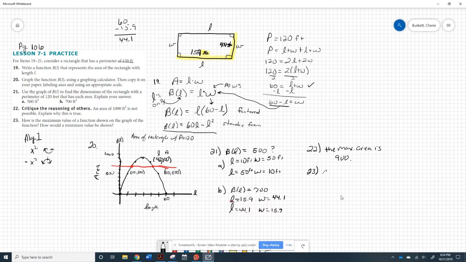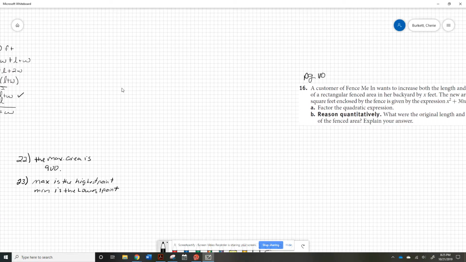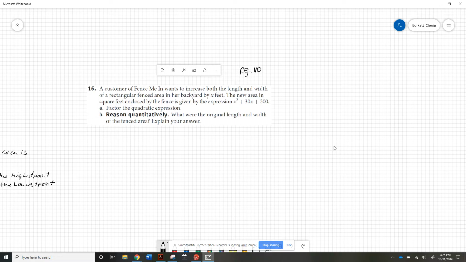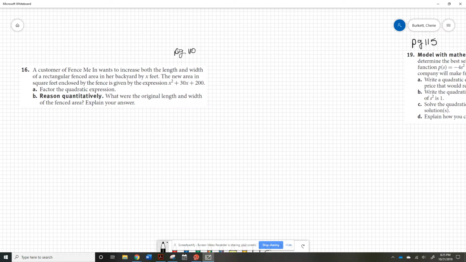the maximum value is the highest point. And if it was a minimum value, is the lowest point. That would be the easiest way I can think of to do it. Okay. So now let's take a look at this problem as it shows you right here.